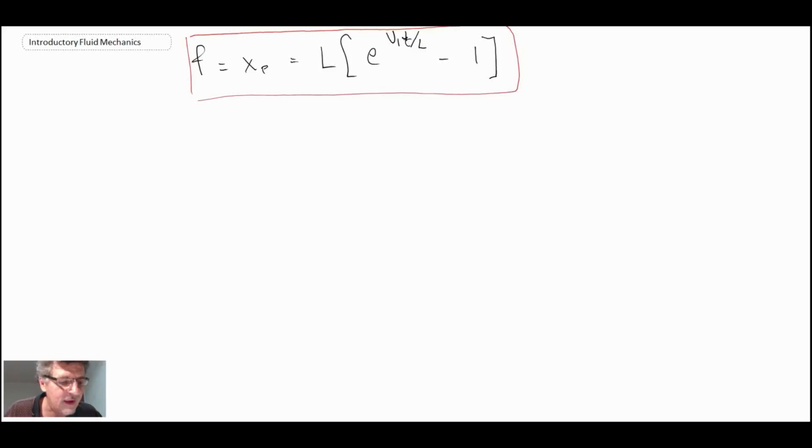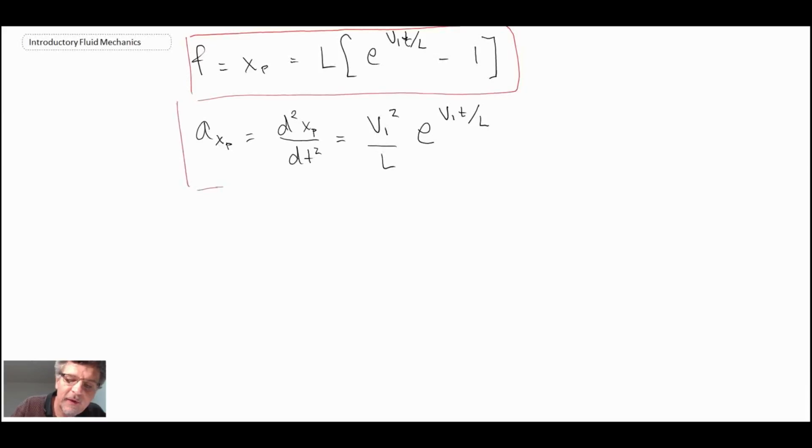As you'll notice, we have t as being the variable. And if you recall, we are looking for the acceleration of the particle. Well, the acceleration of the particle is just going to be the second derivative of the particle position with respect to time. And so let's evaluate that. And we get this expression. So this then tells us what the particle acceleration is as a function of time.